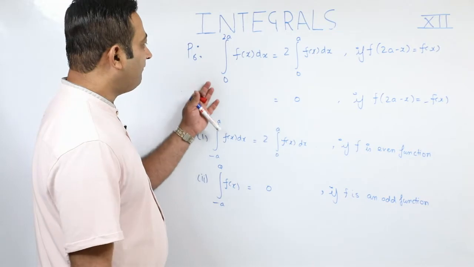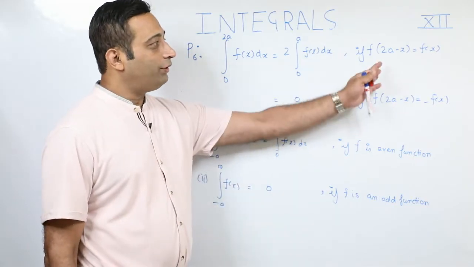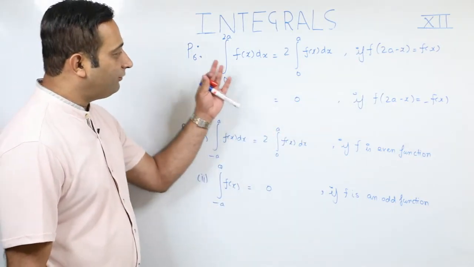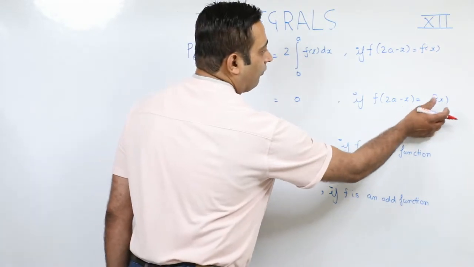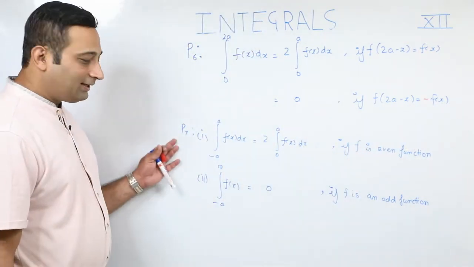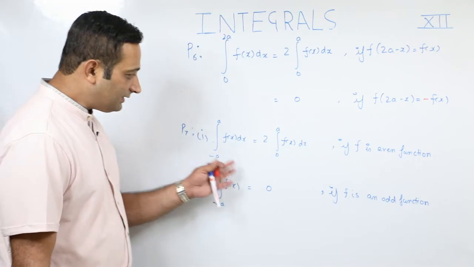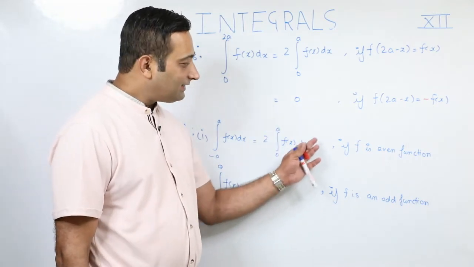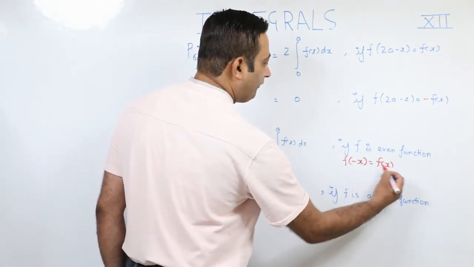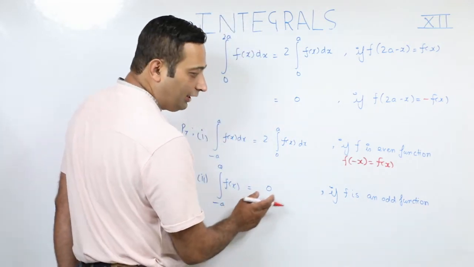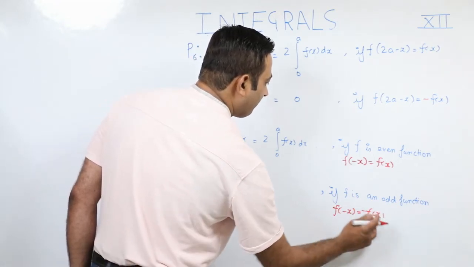In the next property, we have the integral f of x from 0 to 2a is equal to twice 0 to a f of x dx if f of 2a minus x is equal to f of x, and this value will be equal to 0 if f of 2a minus x is equal to minus f of x. Now the P7 property is split in two parts. The first part is the integral f of x from minus a to a is equal to twice 0 to a f of x dx if f is an even function, that is f of minus x is equal to f of x, and this value will be equal to 0 if f is an odd function, that means f of minus x is equal to minus f of x.